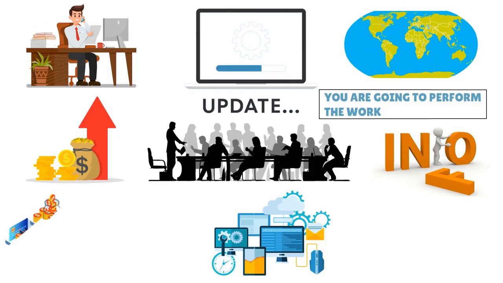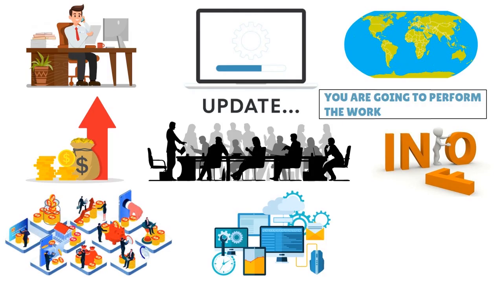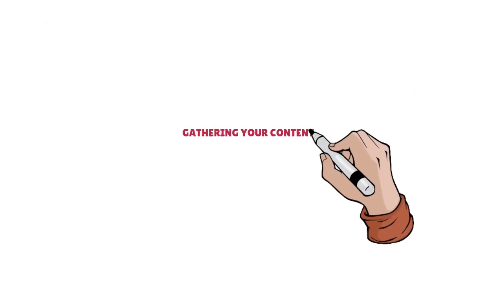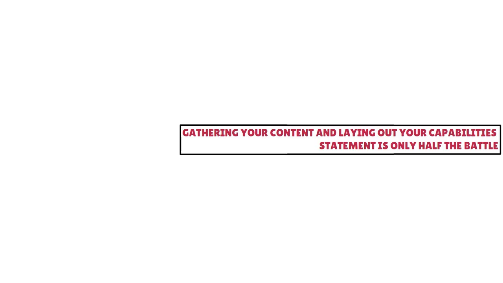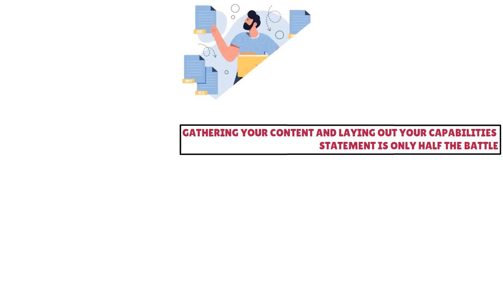What is your forecasted revenue for year end? Be sure to make it aggressive. Post any insurance or license information that you have and up-to-date contact information. So this is pretty important from an efficiency point of view. Gathering your content and laying out your capabilities statement is only half the battle, okay? And this document should be consistently maintained and updated as your business changes and grows.